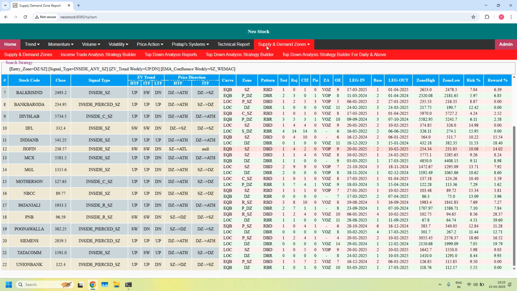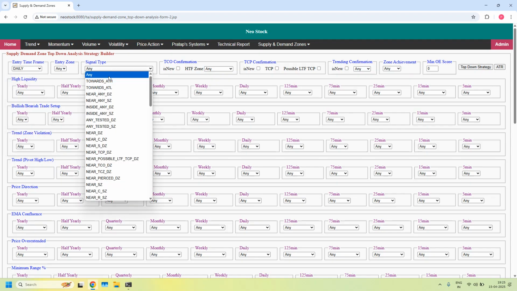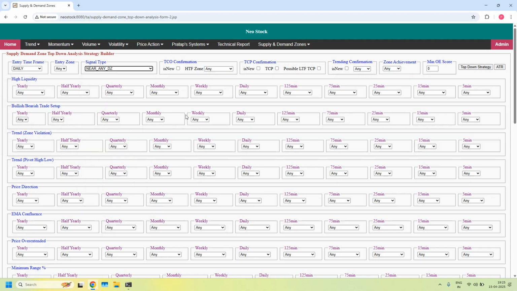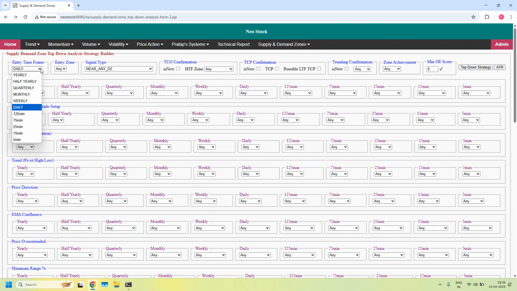So next time frame is a daily. Entry time frame daily. Let us find the stocks near to the daily demand zone. We got 2 stocks. And we don't have any high liquidity zones from this list. Okay, next daily time frame.